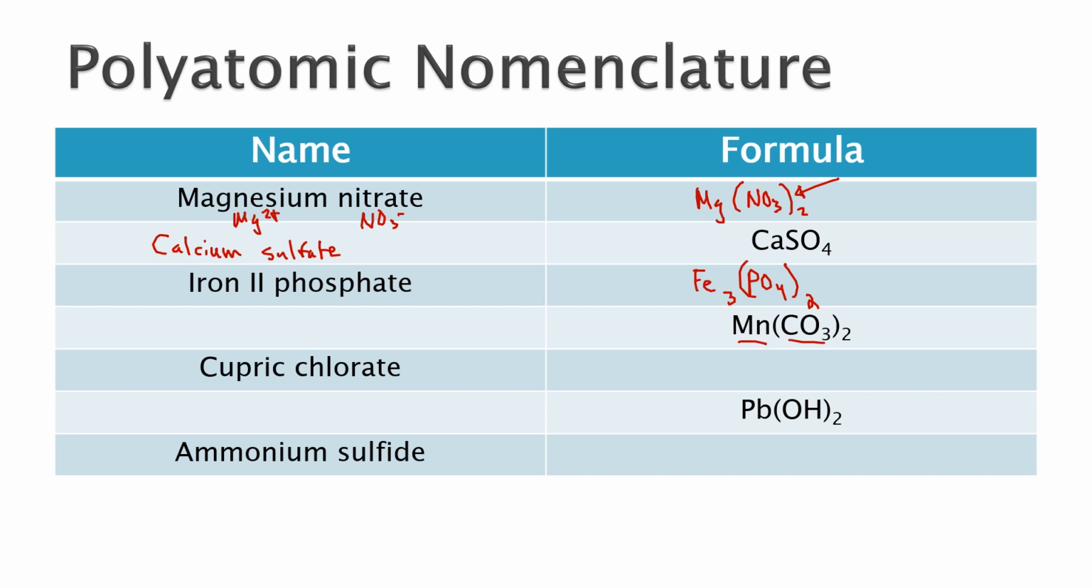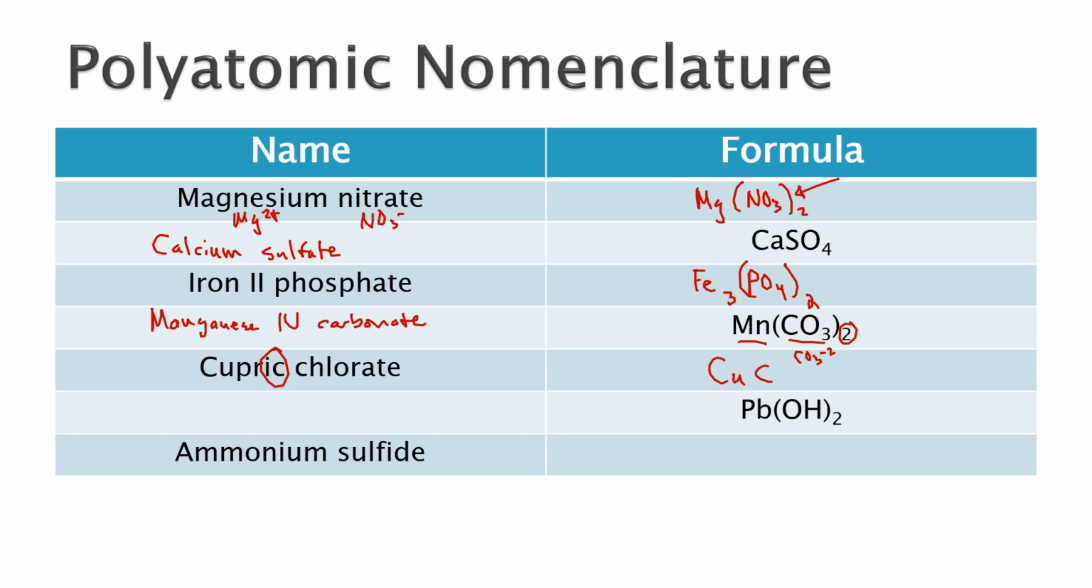And we got 2 carbonates. Now, one carbonate, CO3, has a -2 charge, and we've got 2 of them. So that means that the total negative charge is -4, which means this manganese has got to be the 4. So it's manganese 4 carbonate. Cupric chloride, ic, that's the higher of the copper charges, which is copper 2.